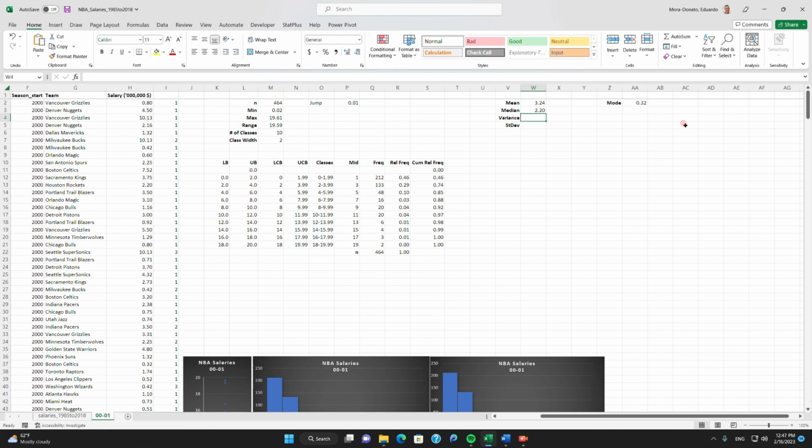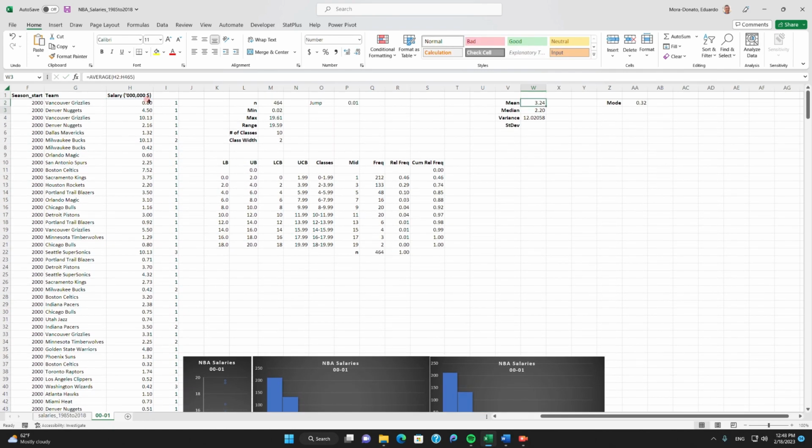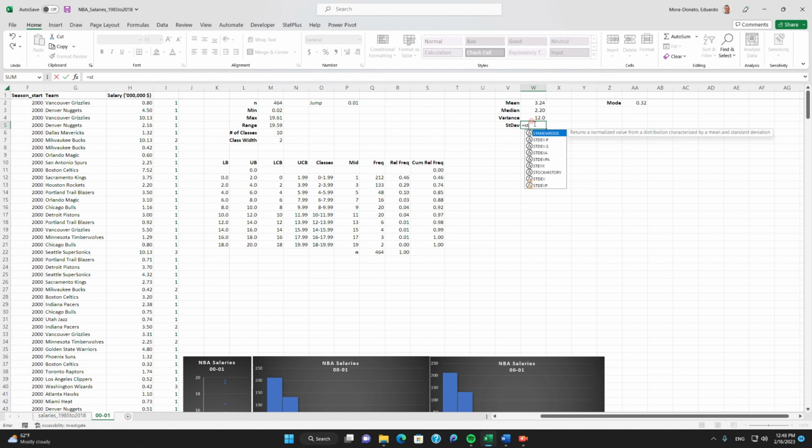Okay, now the variance. Variance.s is for samples, so I'm going to do it for a sample. Okay, so the variance is $12 million. And then the standard deviation is just the square root of that. Oh, sorry, this is the square root, right? SQRT. So 3.47 million.